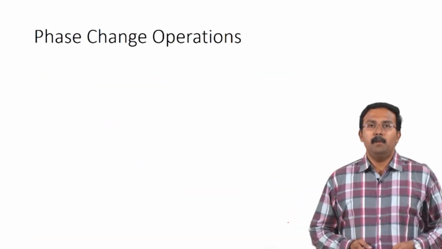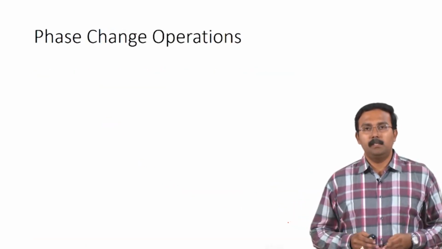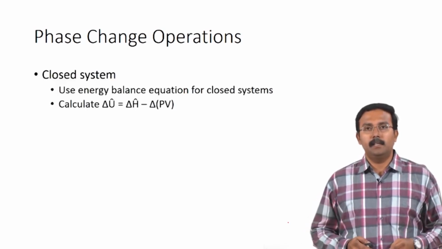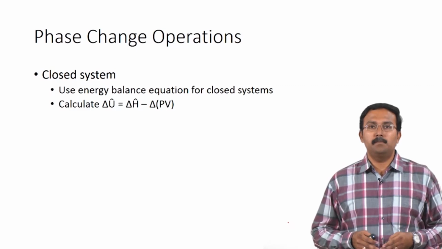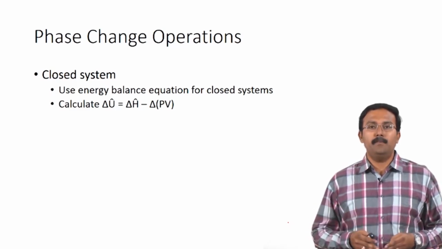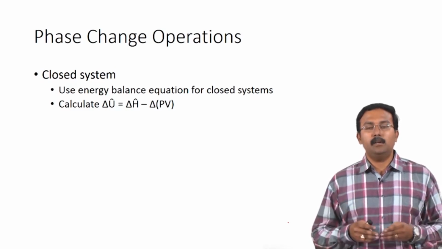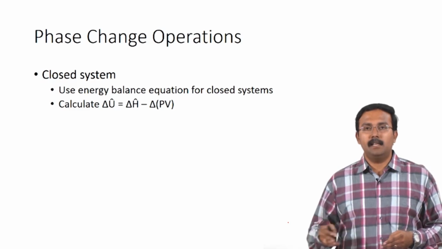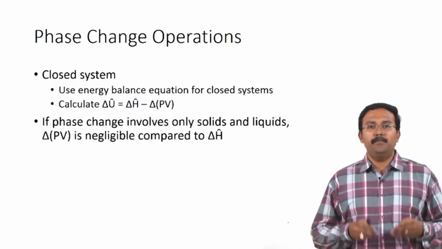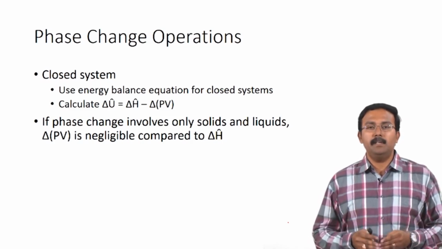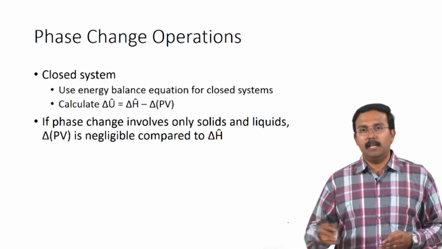In the example problem we saw, we had an open system and we were able to use the standard heat of vaporization directly. You could also have closed systems where phase change might be happening. In such a scenario, you would have to use internal energy changes. You can calculate internal energy changes as ΔÛ equals ΔĤ minus Δ(PV). If phase change involves only solids and liquids, then Δ(PV) is usually negligible compared to ΔĤ.